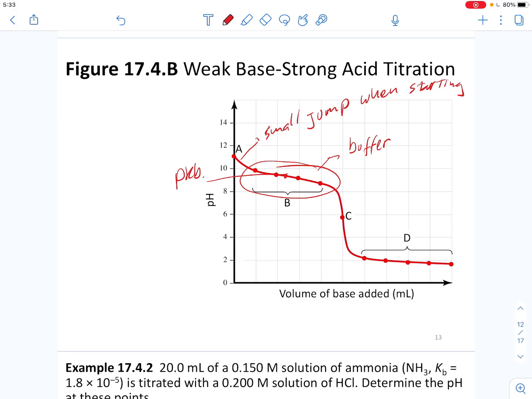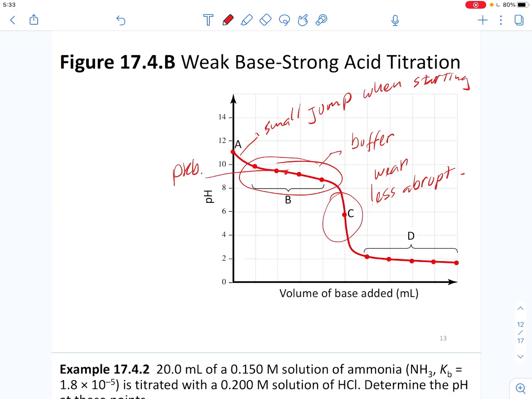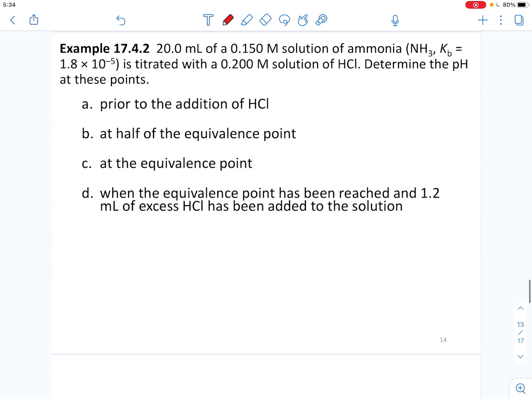Okay, the rest of the things also apply for this curve, in terms of the stronger the base or the weaker the base. Let's put it this way, weaker base, less abrupt change at equivalence. Okay, so how do we treat this problem? Pretty much exactly the same as we've done before. In this case we are starting with ammonia.